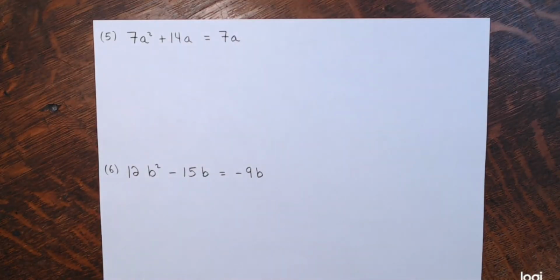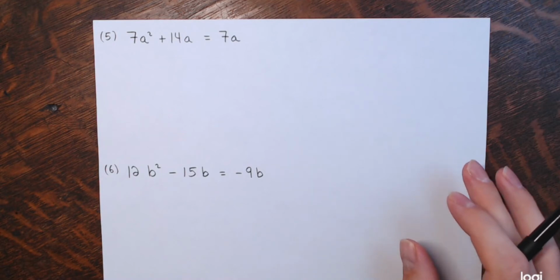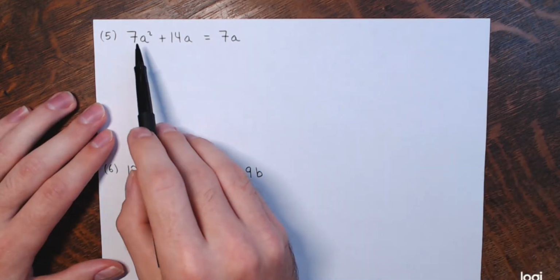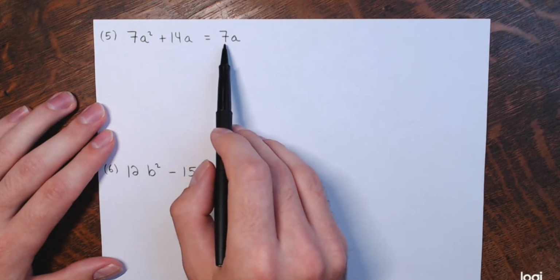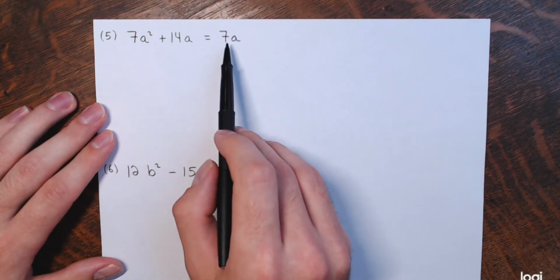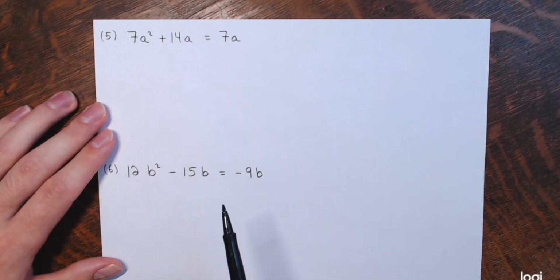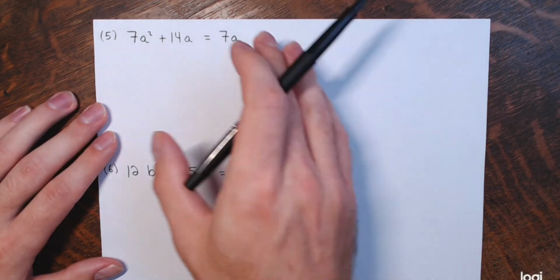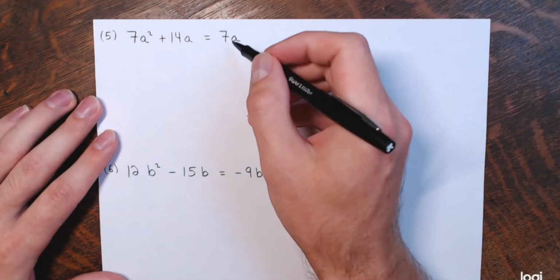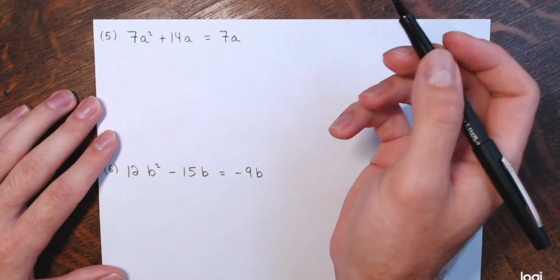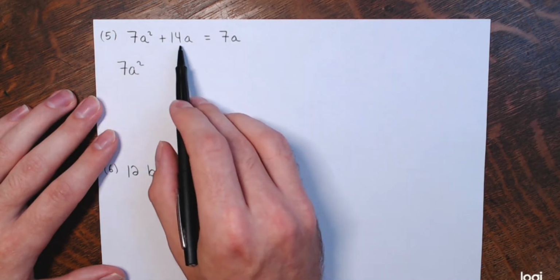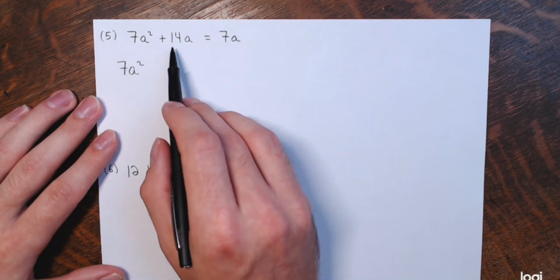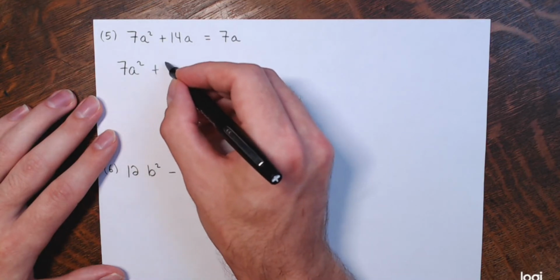All right, number 5. Now, one thing I'm noticing from number 5, you have 7a squared plus 14a equals 7a. One thing I noticed is that all the coefficients are multiples of 7. But I'll deal with that in a second. So like I said in the beginning, I want to take everything to one side, 0 on the other. So I'll keep the 7a squared, and then 14a minus 7a would be positive 7a.